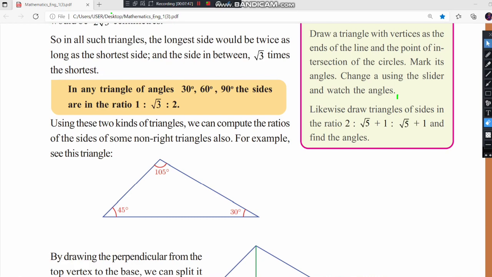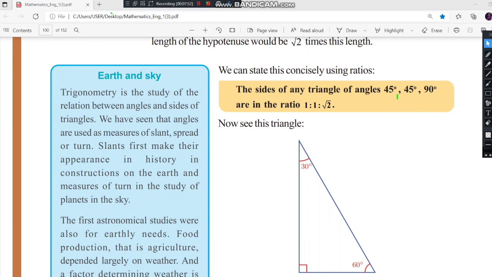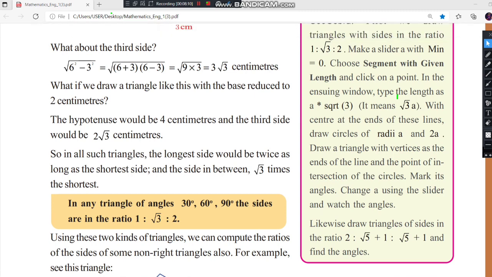The first one, we already know the result: the sides of any triangle with angles 45, 45, 90 are in the ratio 1 is to 1 is to root 2. And in any triangle with angles 30, 60, 90, the sides are in the ratio 1 is to root 3 is to 2. These are the two important ratios. So if we know any of the sides of these types of triangles, we can find out the other sides. That we will discuss in the later classes.